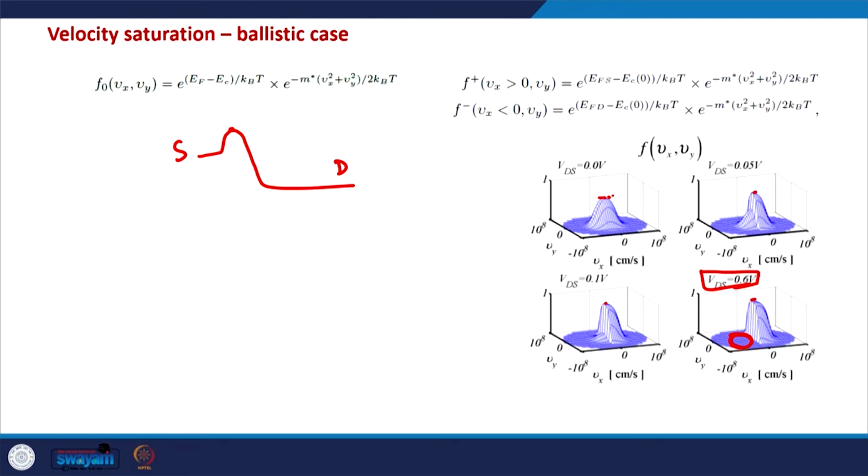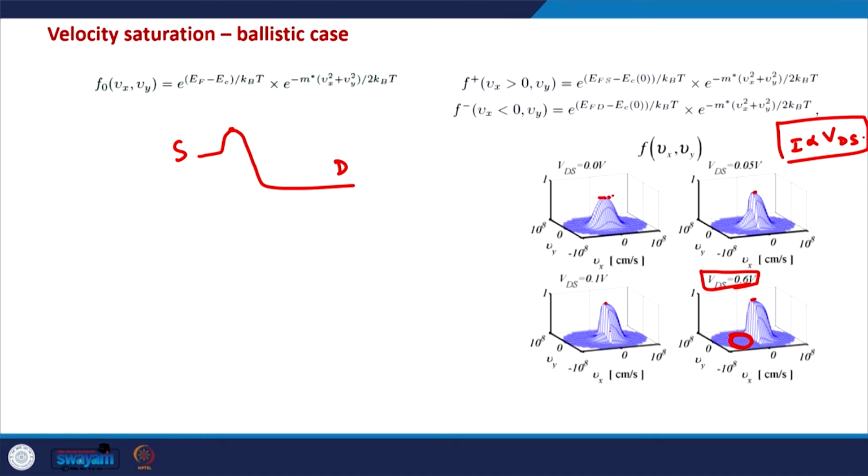But leaving that point for a moment and trying to understand the velocity saturation in ballistic MOSFET, as we are increasing the VDS value, as we are increasing the drain voltage, what is happening is that the negative velocity electrons are getting less and less in number. So there is net current in the system, and the current is directly proportional to the VDS value. And this is known as the linear region.